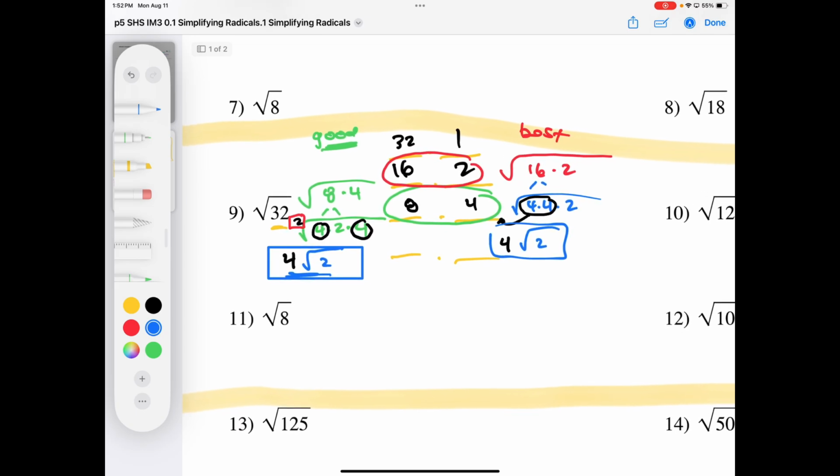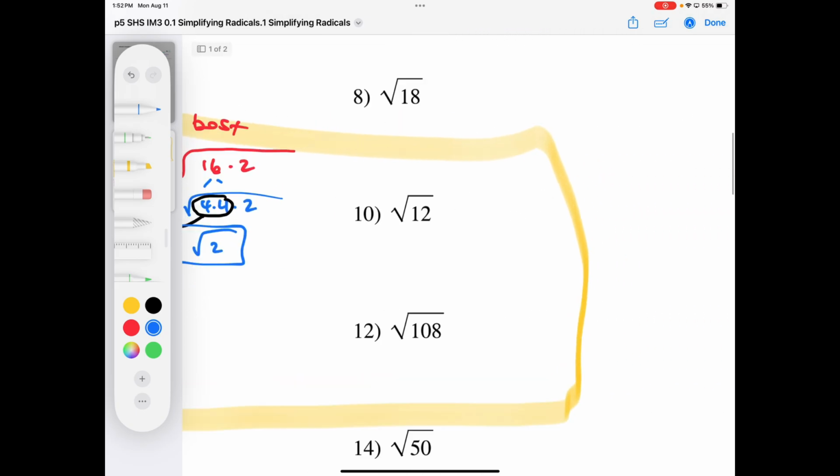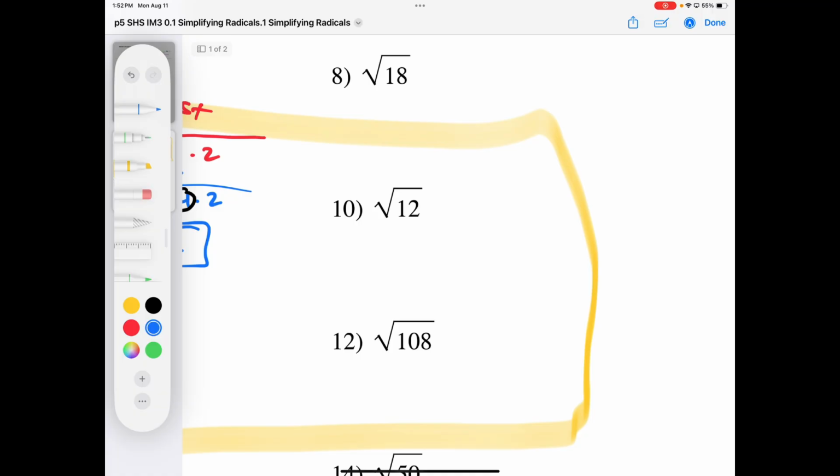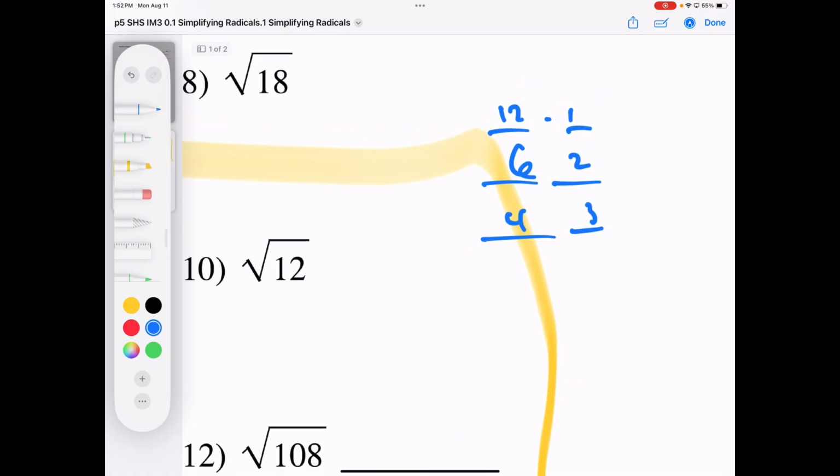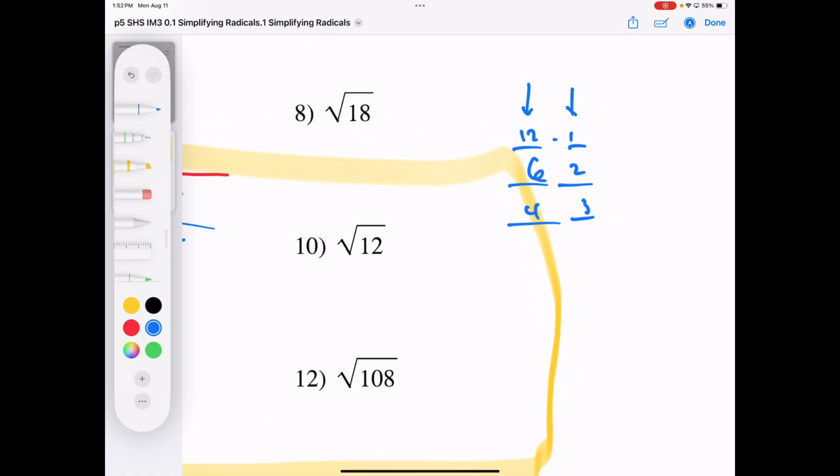Let's try number 10. Class, together, I want you to shout out all of the numbers that multiply to be 12. Ready, set, go. Okay, I don't know if you noticed the strategy. I put the larger number on the left and smaller number on the right, and then I started with 1 and I worked my way up. That is a very good strategy, okay?